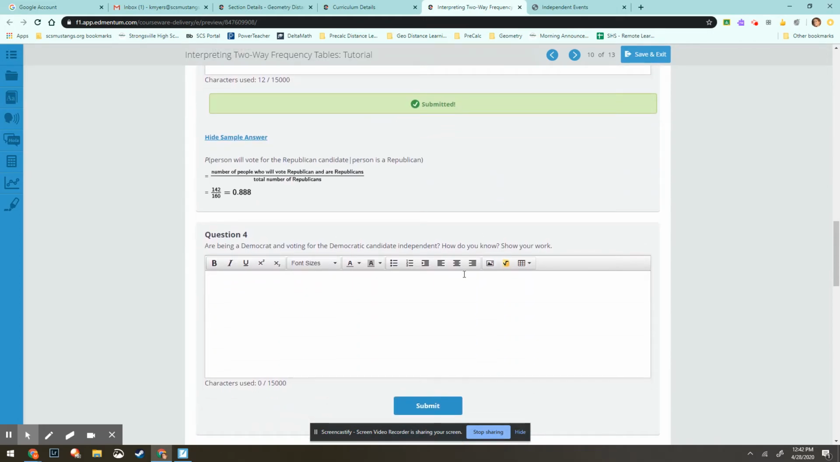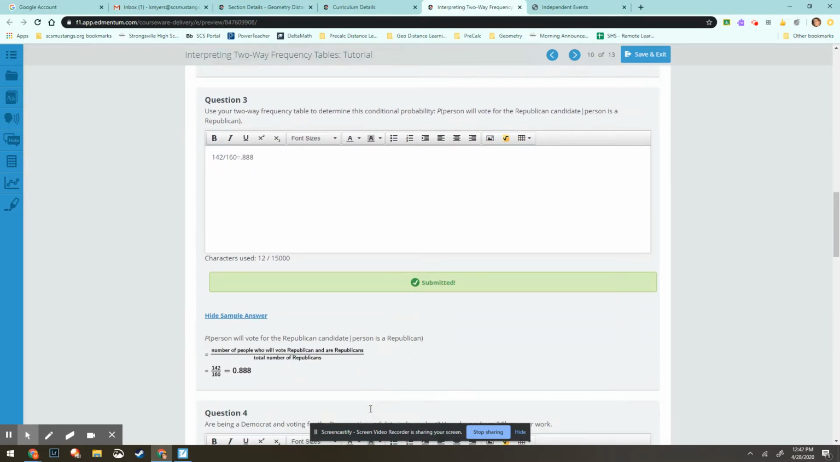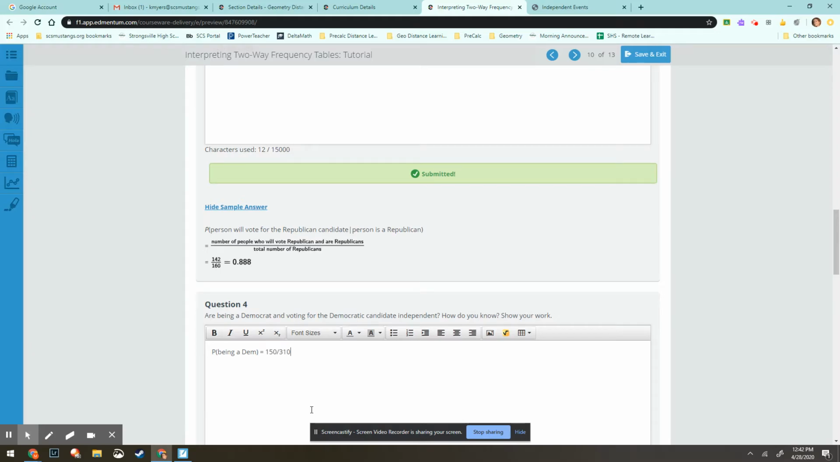Now we want to know: is being a Democrat and voting for the Democratic candidate independent? What we're going to do here is pick one of them to start with. I'm going to start with the probability of being a Democrat. If we look here, there are 310 people and 150 Democrats. That would be 150 over 310, which in our calculator is 0.487. Then we need to figure out the probability of being a Dem. Actually, hold on, I did my number wrong.